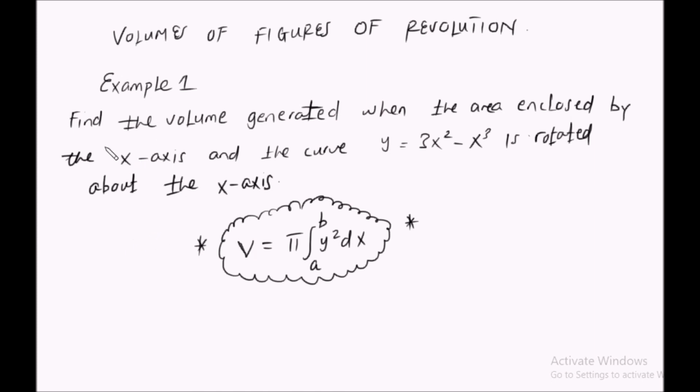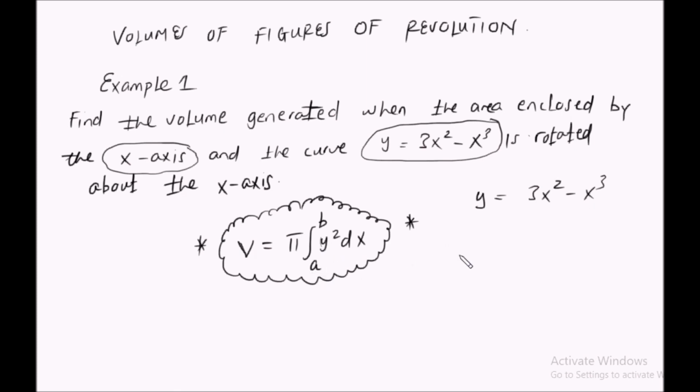Example ya kwanza ni hii inasema, find the volume generated when the area enclosed by the x-axis and this curve here, y is equal to 3x squared minus x cubed, is rotated about the x-axis. Kwa hiyo y ni hii hapa, okay? Y ni hii 3x squared minus x cubed. Kwa hiyo naweza nikaipachika tu hapa.